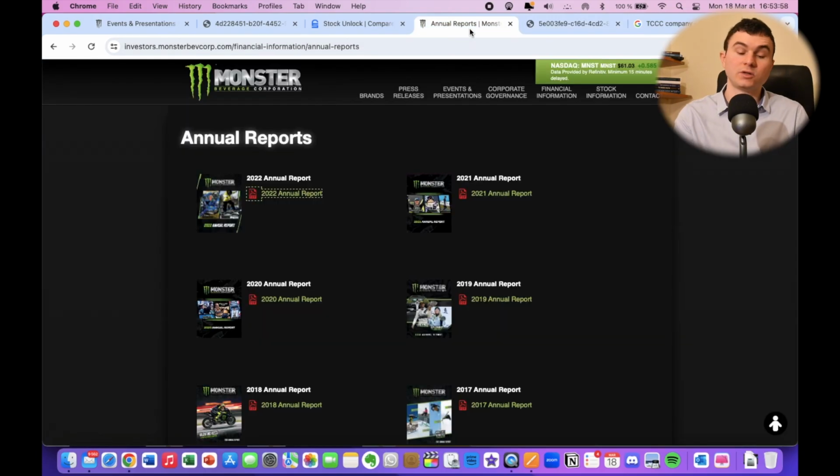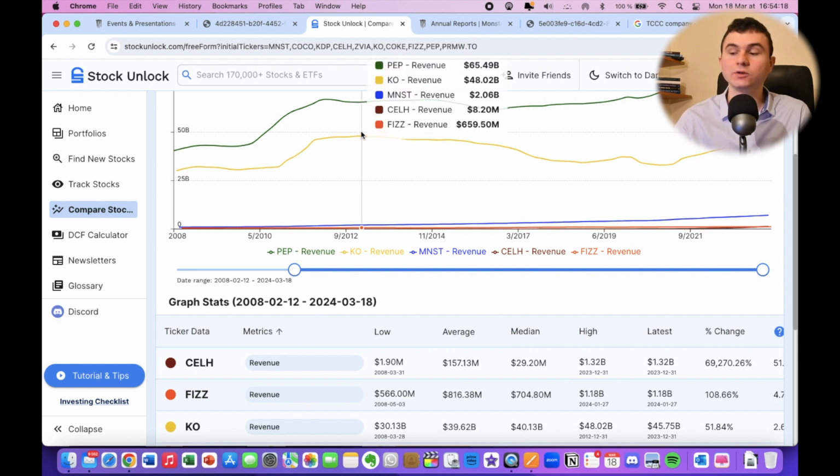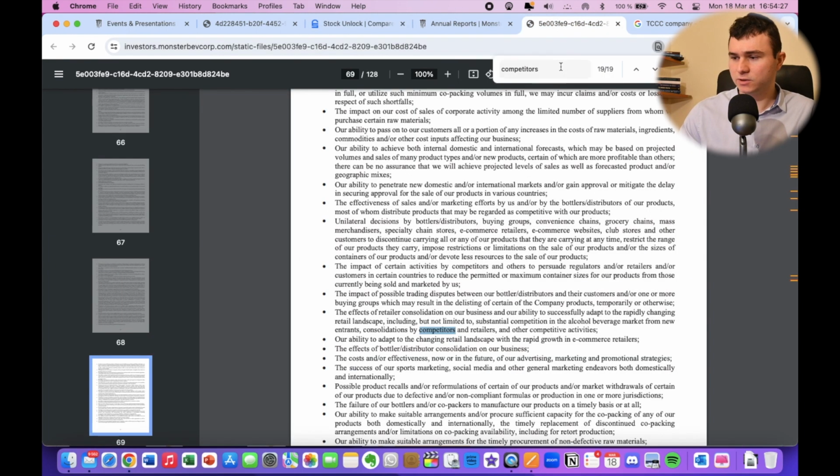Now that we've seen there are some great competitors, some of these companies are really good. If you look at Celsius, that's a very good company. If you look at Coca-Cola, well, that's a very famous company with a renowned brand. That's a very good company. So how do you differentiate them, and how can you say that Monster Beverage has a moat? How do you see the competitive advantages? You know what? Let's just search competitive advantages.